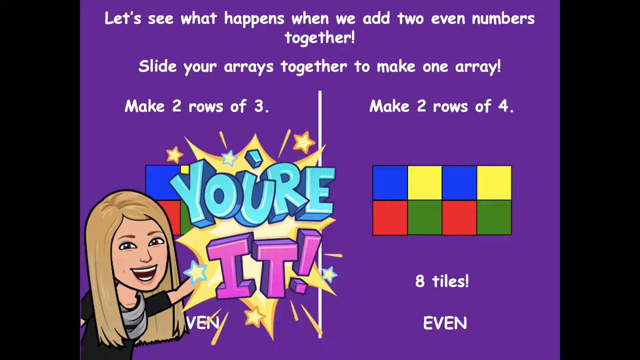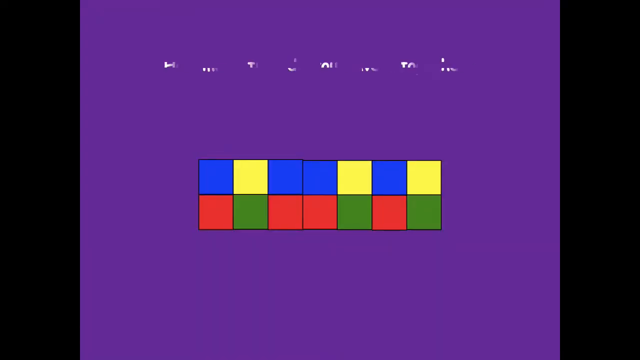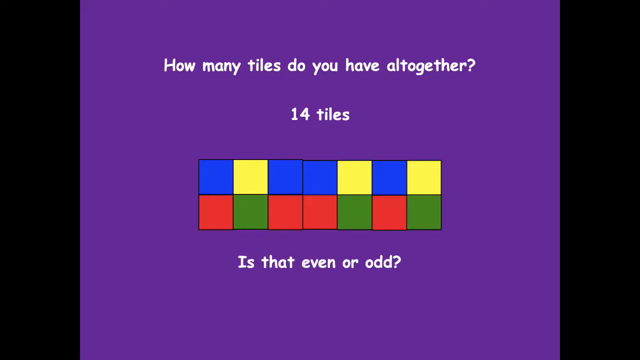All right, friends, here's what I got. Boom, they're slid together, right? So how many tiles do you have all together now? 14 tiles. Is that even or odd? Right, it's even, because they all have a partner when we look at our tiles together. We also know that there's a 4 in the ones place, and we've learned in previous lessons that a 4 is even. So even plus even equals even.